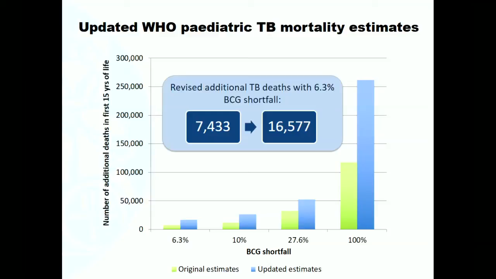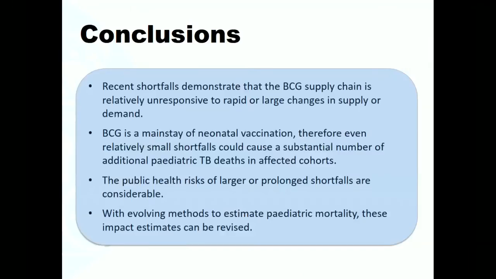So, for example, the green is our original estimates and the blue are the updated estimates. You can see there'd be a big increase in the estimated additional deaths. For example, with the 2015 6.3% BCG shortfall, our estimate of around 7,500 additional deaths would actually increase to 16,500.